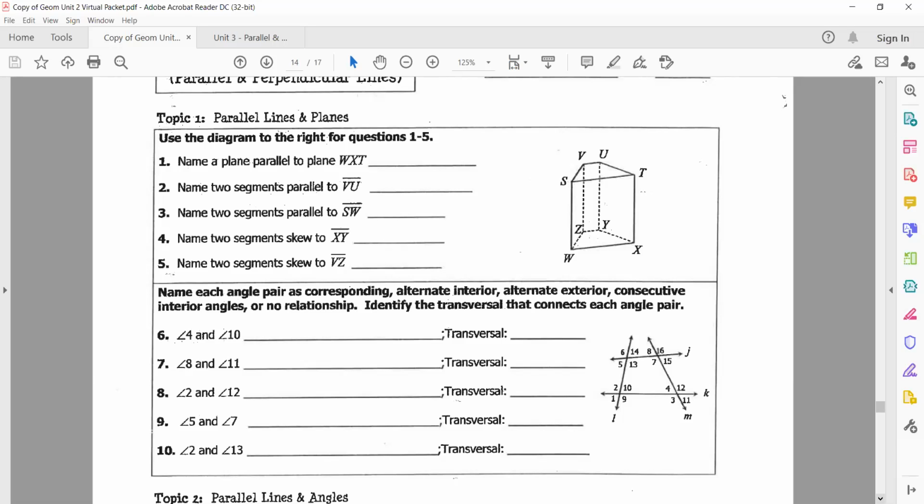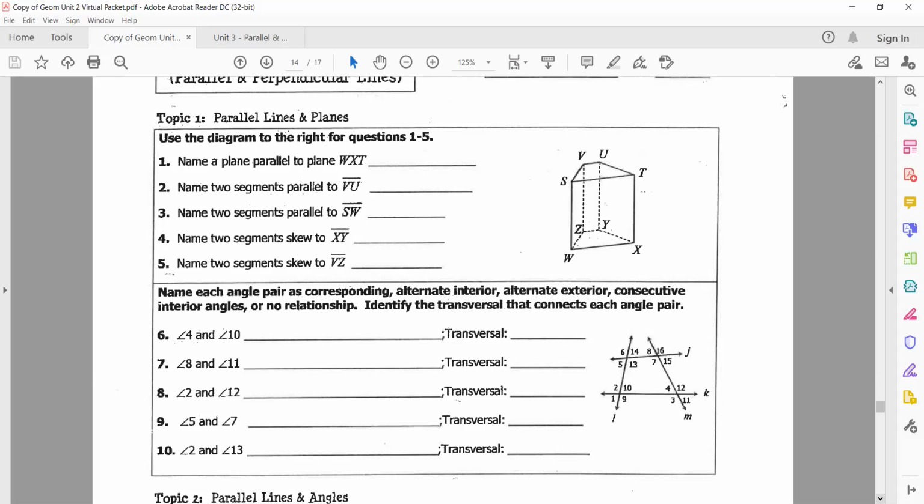Audrey says no relationship, but that doesn't really answer my question. I'm asking about the transversal that connects the angles, if any. Angles 4 and 10. Are they on the same transversal? Yeah. Oh. Because that's where you have to start.